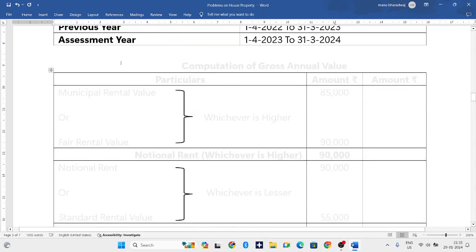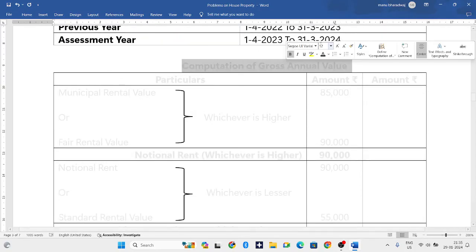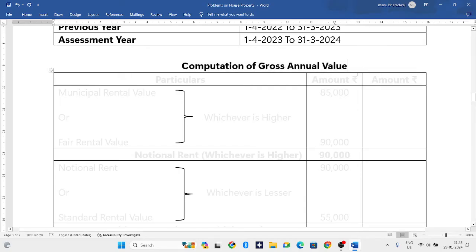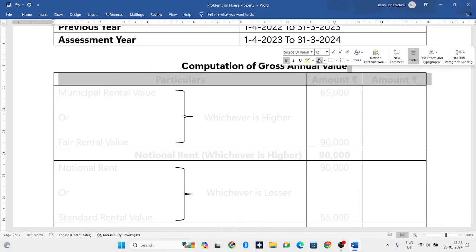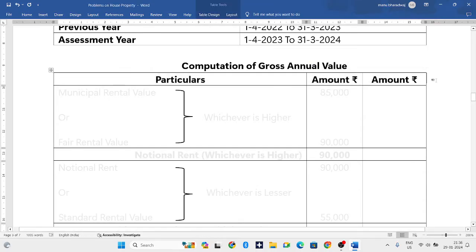So if you draw a table with 3 columns, as heading you have to write computation of gross annual value. If they have asked the taxable income, then you have to write computation of taxable income. But in this question, they have only asked about the gross annual value. So we will write it as computation of gross annual value. 3 columns: particulars, amount, rupees.